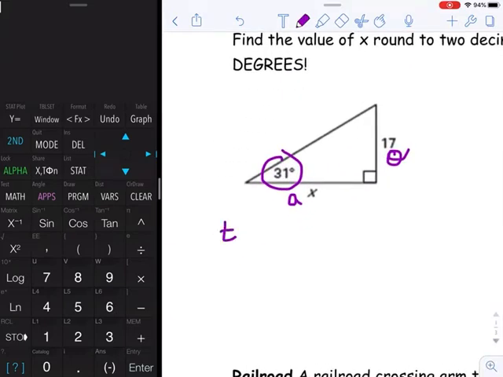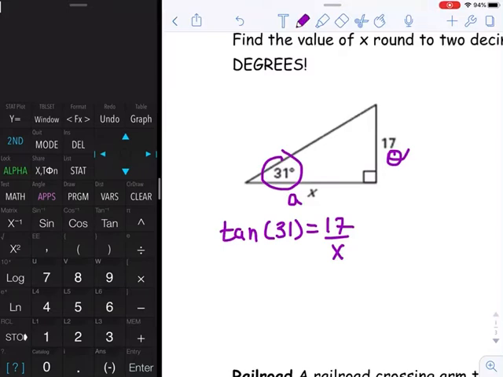So this is what I'm going to do. I'm going to write tan 31 equals 17 over x. Alright, so this looks goofy. We've never seen this before.